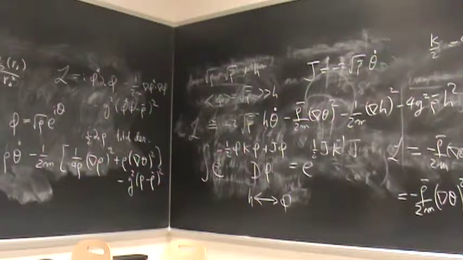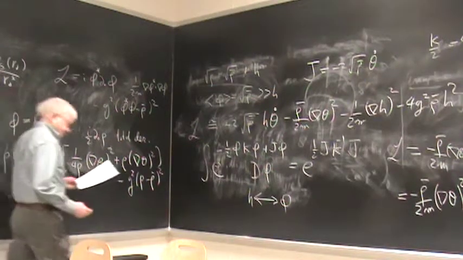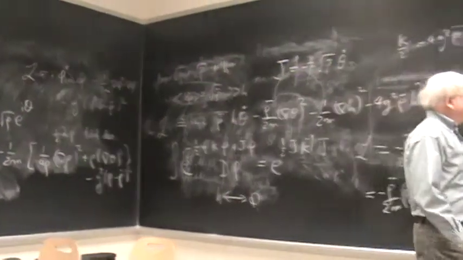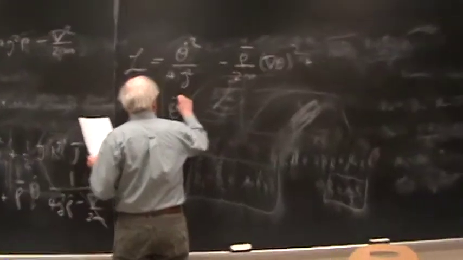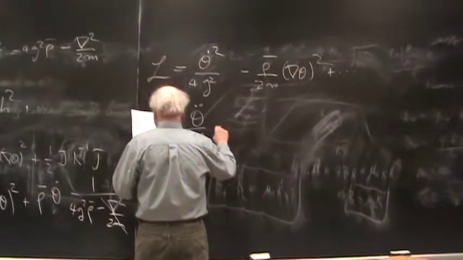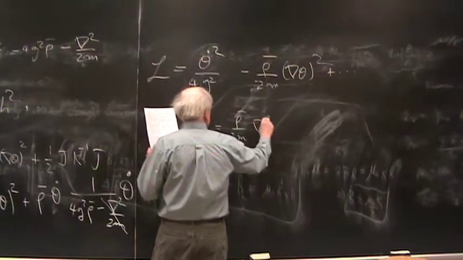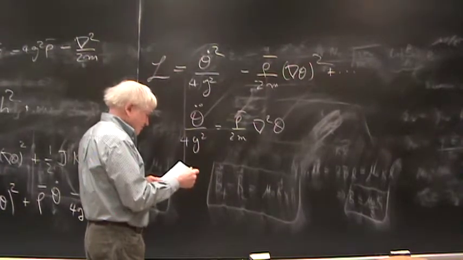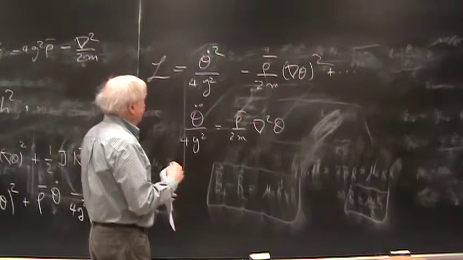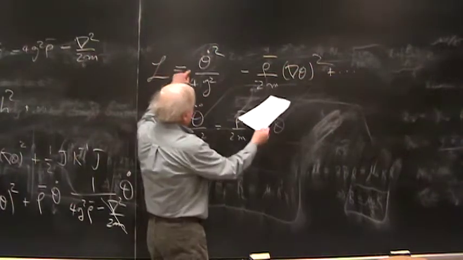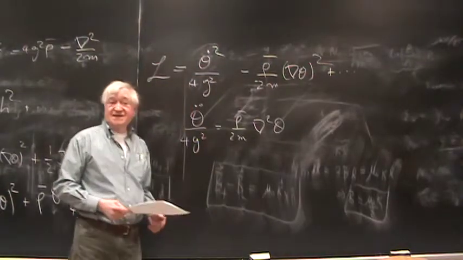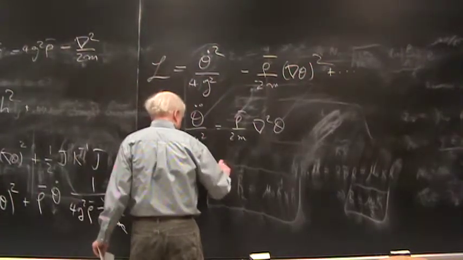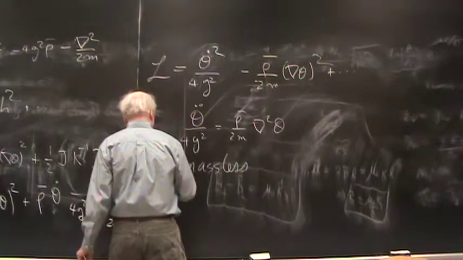So let's look now at what the equation of motion is for theta. So there's one field left, and that's theta. It's dimensionless. It's an angle. And the equation of motion, then, is theta double dot over 4g squared is rho bar over 2m grad squared theta. That's the equation of motion. Or just looking at the Lagrangian, it just involves derivatives, so it's a massless field. So theta is massless.